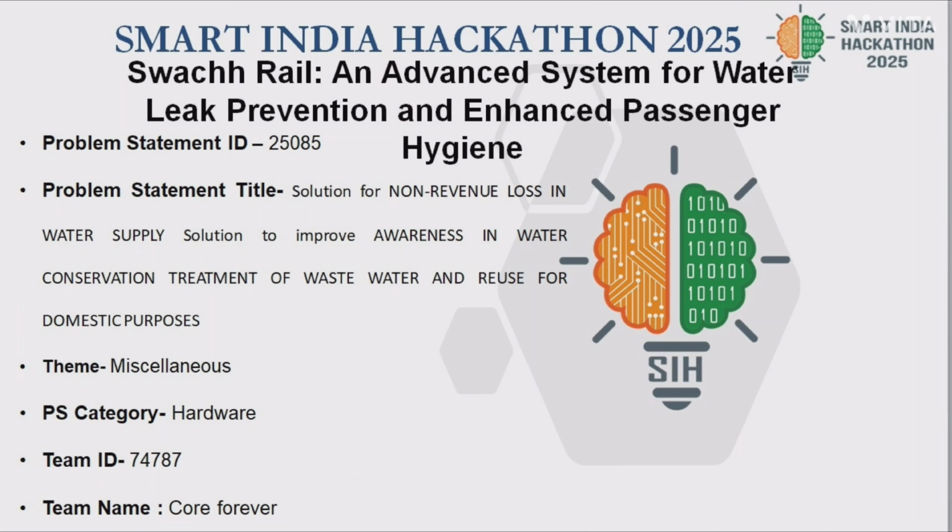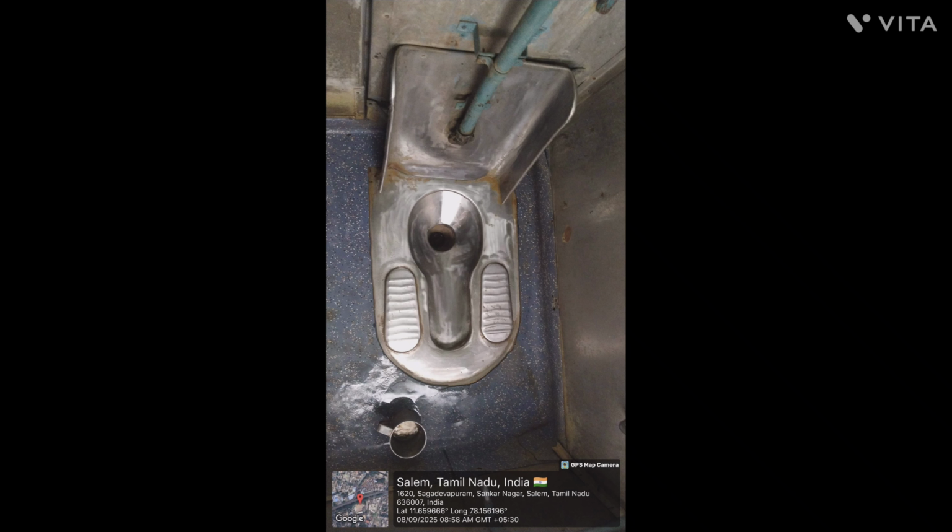Welcome to my project. My project title is Swachh Rail, an advanced system for water leak prevention and enhanced passenger hygiene. Before entering into the presentation, I would like to share the problem statement. It was given by the government of Kerala.